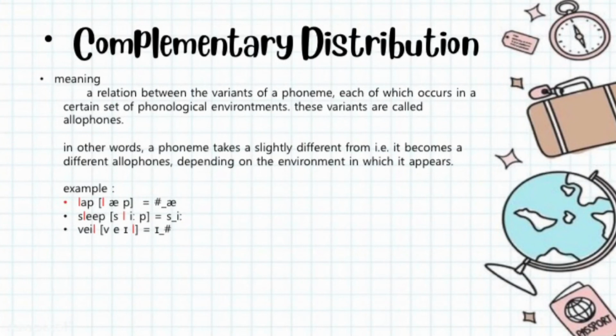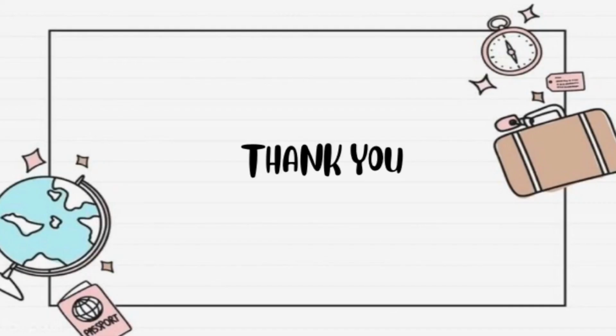L in lap is the first letter in the word lap, and second, sleep: l in sleep is the second letter in the word sleep, and the last, veil: l in veil is the last letter in the word veil. I think that's all for me, and sorry if I have some mistakes.